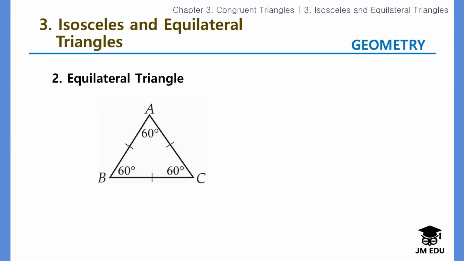Number two, equilateral triangle. An equilateral triangle is a triangle that has all three equal sides and all three equal angles. So each angle has to be 60, right?